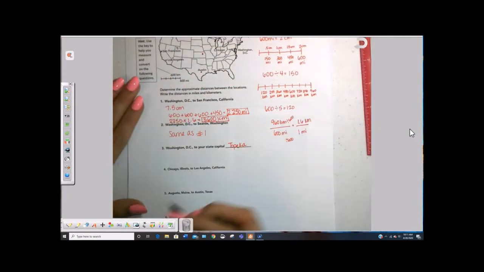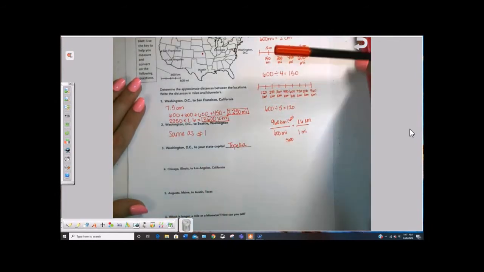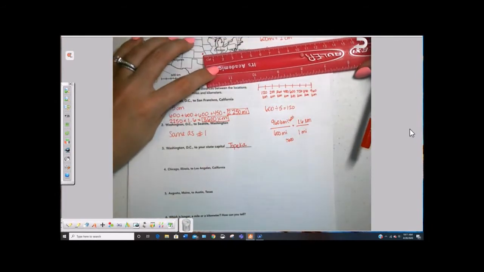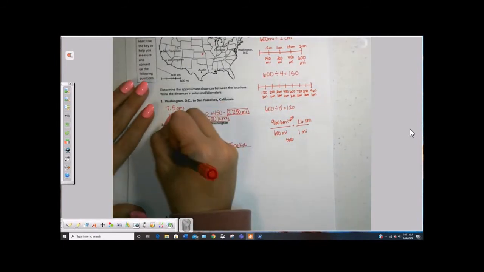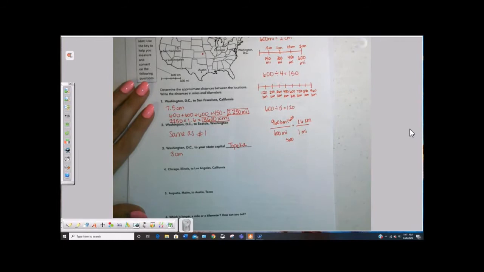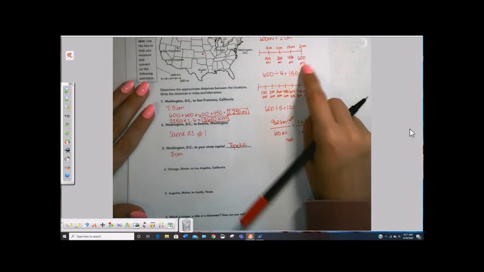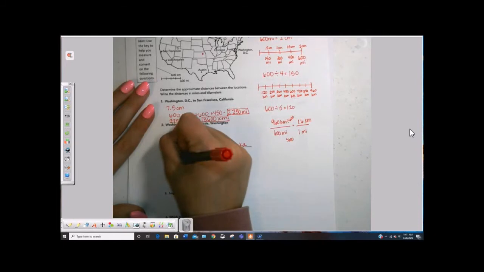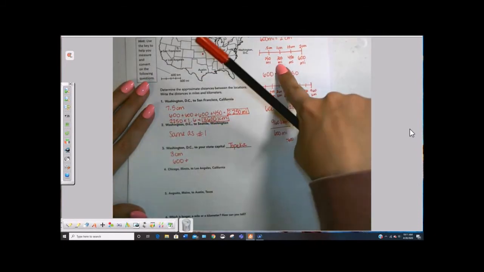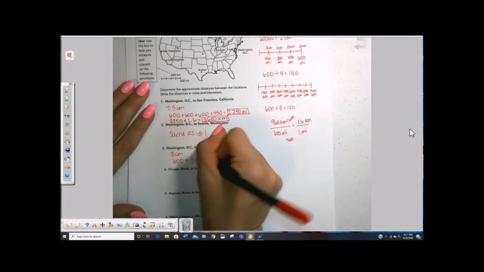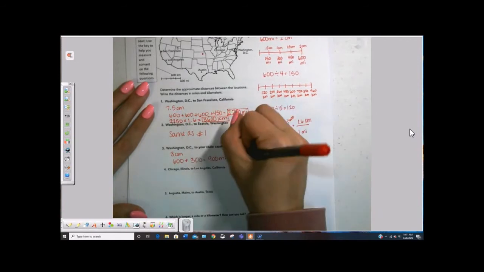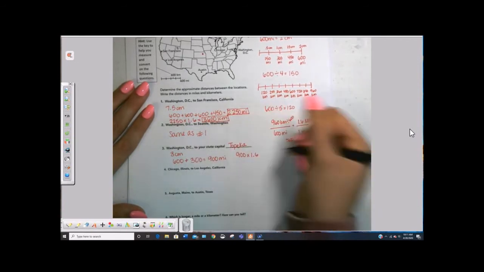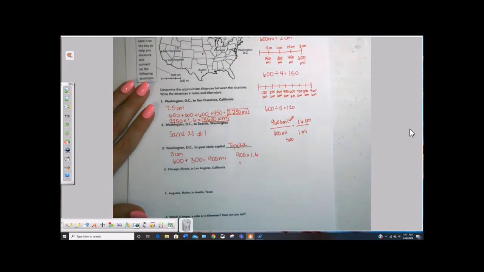So remember, you're going in twos. So 2 centimeters is 600, and you have 1 more centimeter left over, so that's 300. So for number 3, you would have 600 plus 300, and 600 plus 300 is 900 miles. And for every 1 mile is 1.6 kilometers, so you would take 900 times 1.6. And when you do that, you get 1,440 kilometers.